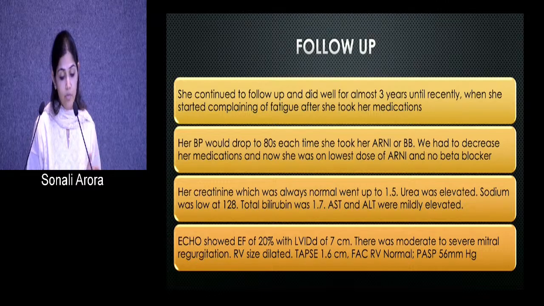Her creatinine, which was always normal, went up to 1.5. Her urea was elevated. Sodium was low at 128. Bilirubin was 1.7. AST and ALT were mildly elevated. Her echo showed an EF of 20%, which had dropped. Her LVIDD was back to 7 cm. There was actually almost severe MR. RV was dilated, TAPSE was 1.6, her PASP was 56.